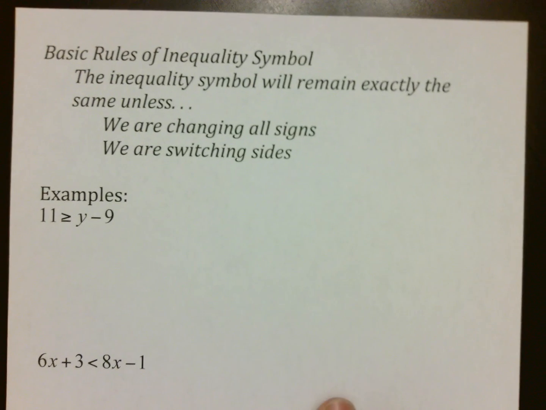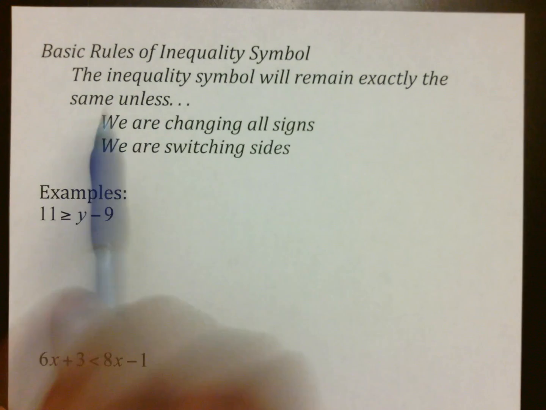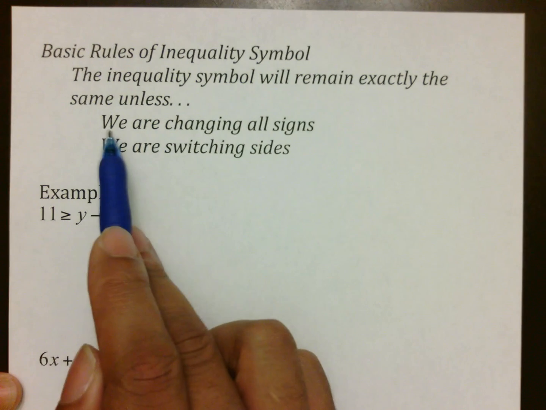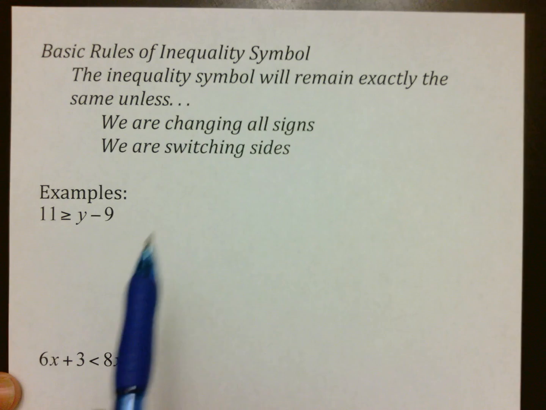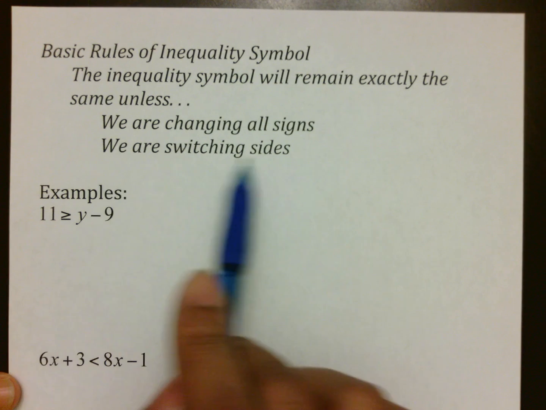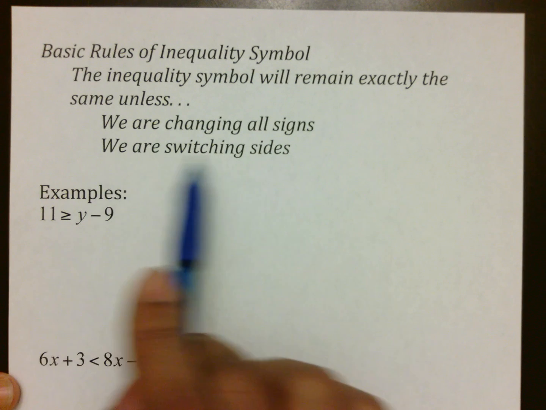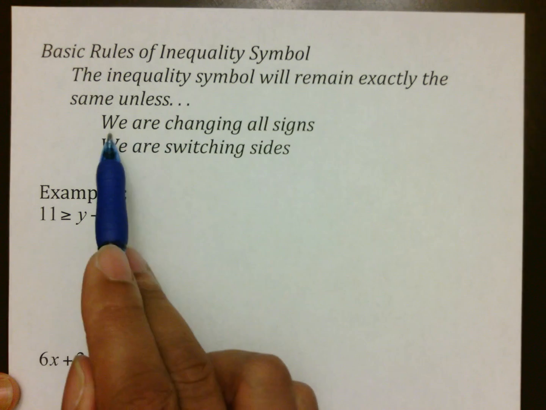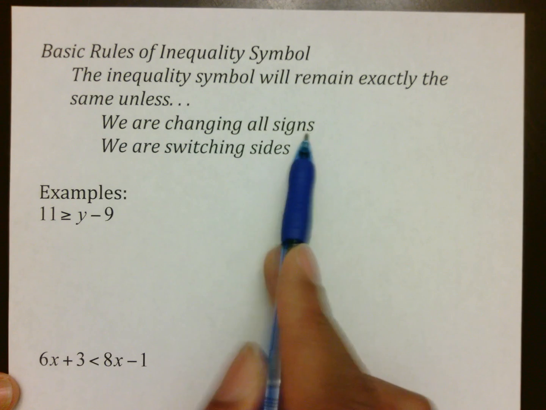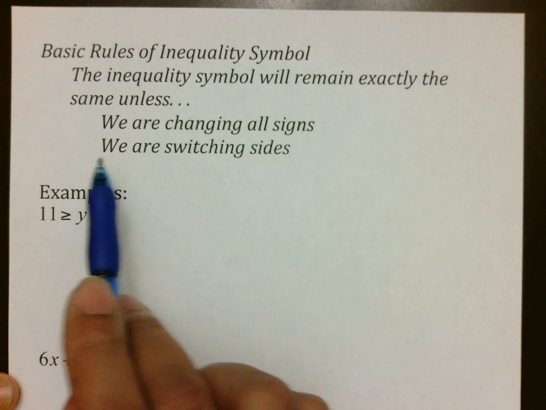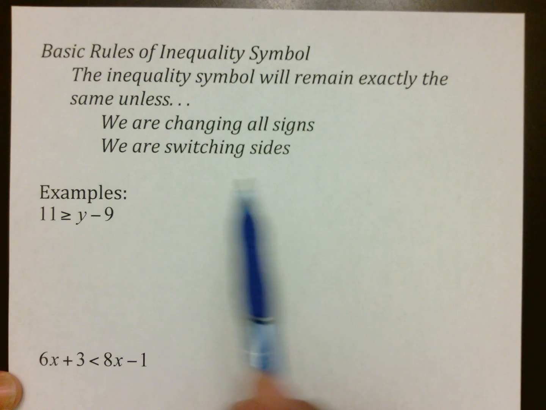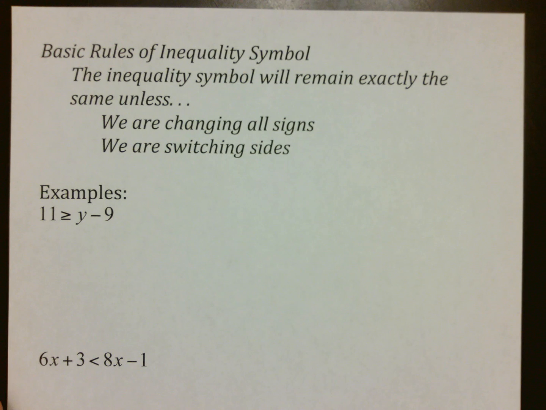Basic rule of the inequality symbol is that it will remain exactly the same unless, and you need to write these down, unless we are changing all signs, which we've done before, or unless we're switching sides, because remember that we can't have the variable on the back side of the inequality, it has to be in front. So if we are changing signs, or switching sides, those are the two times the symbol has to change. Those two things you have to look out for constantly in this chapter. If you do not, then you're going to cost yourself a lot of points, because things are not going to end well.